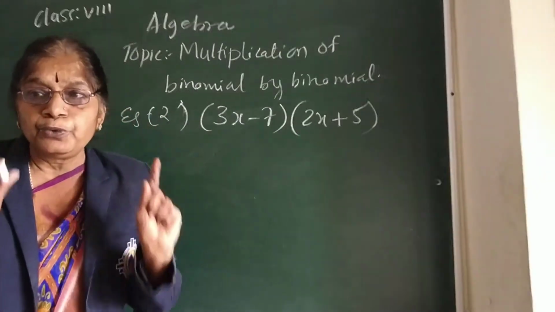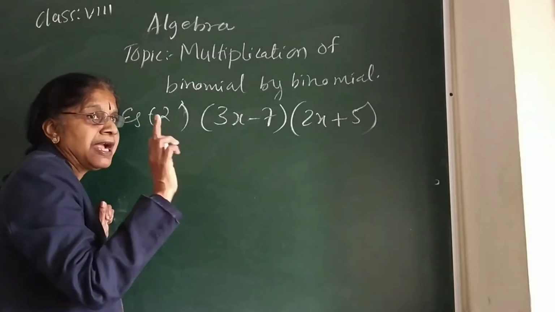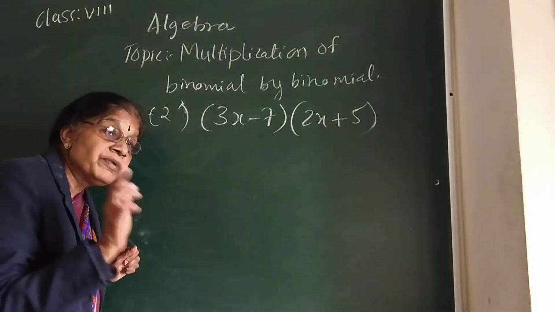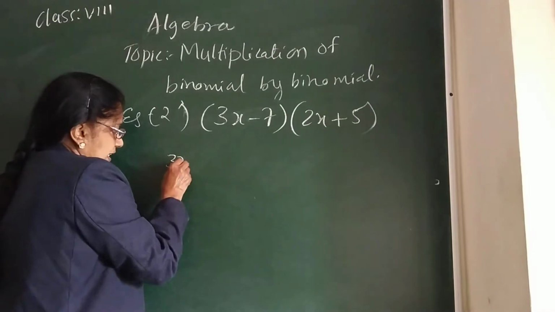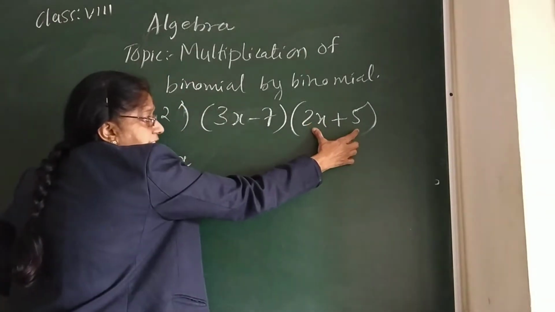Same, we are going to do the distributive property. So what I do is first take the first term of the first binomial. What is the first term of the first binomial? 3x. So I know 3x. We are going to multiply 3x by both the terms of the second binomial.